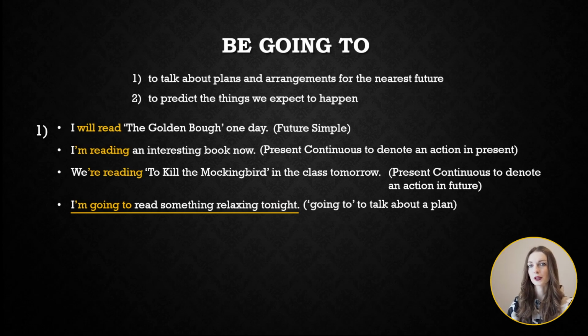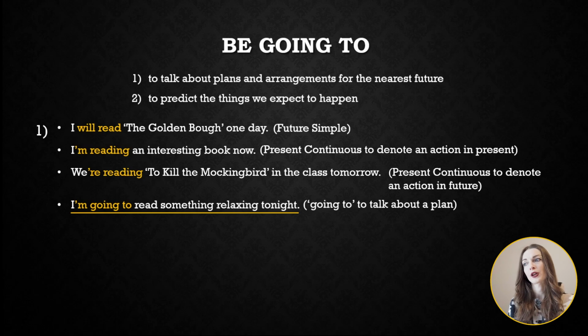I am reading speaks about the present, but present continuous can also express an action in the future. That's why it's in our list. I said all the sentences speak about the future, except this one, which I just use to illustrate the present continuous. We are reading To Kill a Mockingbird in class tomorrow. Here we use the present continuous in order to express an action in the nearest future, which is pre-planned. And I'm going to read something relaxing tonight is also talking about an action in the future, which is pre-planned.